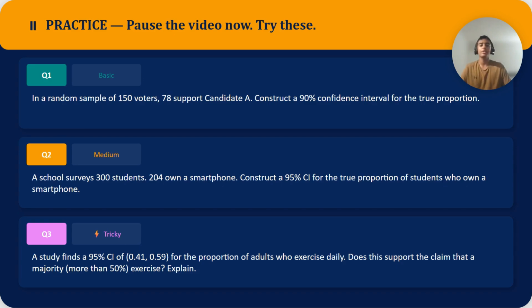Okay, pause here, write out your work, and don't just read the problems. If you're not writing, you're not learning.